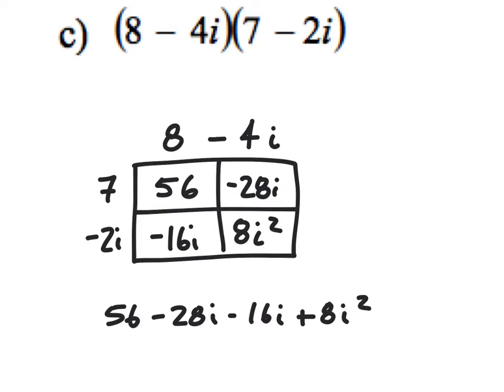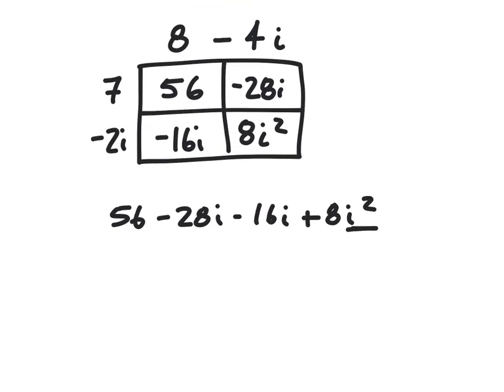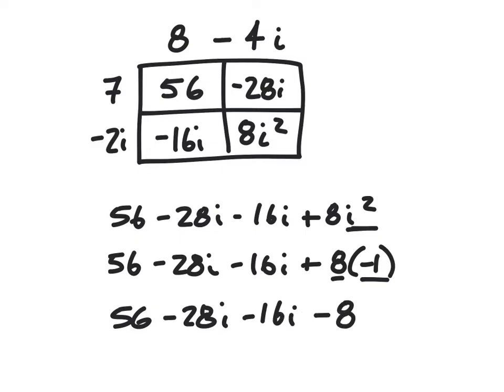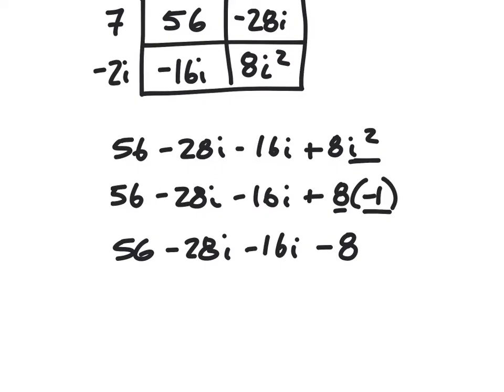So when I do this, the first thing I want to do is address the i squared issue. Now I've got 56 minus 28i minus 16i, and then plus 8 times negative 1. Really that's just going to become negative 8. So let's do 56 minus 28i minus 16i minus 8. Now what I want to do is combine my like terms.